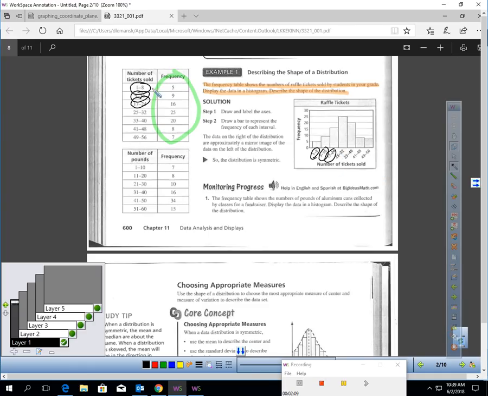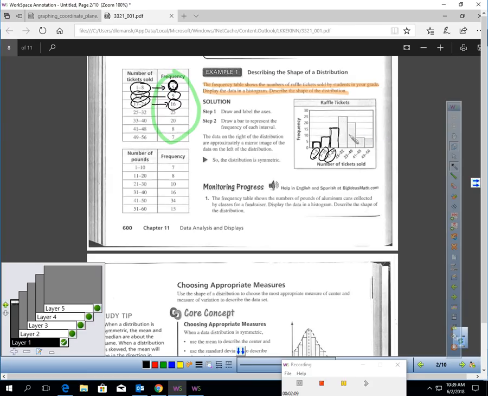Now, you notice how 5 people sold 1 to 8 tickets. Well, that's why we have a bar drawn 5 units high. This is showing that 5 students sold 1 to 8 tickets. Now, 9 students sold anywhere from 9 to 16 tickets, which is why the next bar is 9 tall, and 16 students sold anywhere from 17 to 24 tickets. So that's why we have a bar of 16. And I think you get the idea. That's how we would draw the histogram.